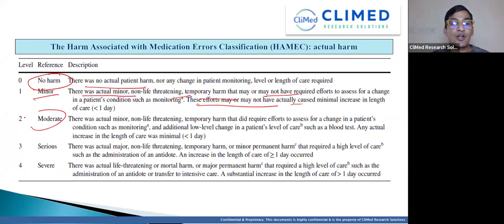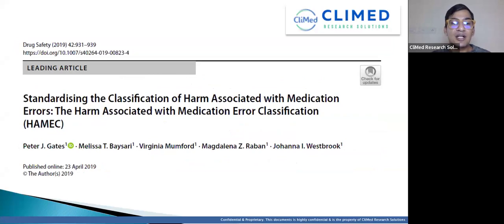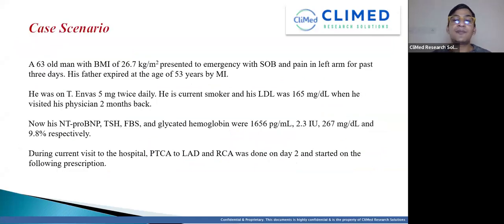Moderate means there was actual minor non-life threatening temporary harm that did require intervention, and the patient had a hospitalization increase of 1 day or less. Serious and severe are the same: life-threatening or mortal harm or major permanent harm that requires a very high level of care. So these are the types of harms you must understand. This is the HAMAC classification published in 2019 in Drug Safety by Peter J. Gates. Now I'll come to the case scenario, guys.